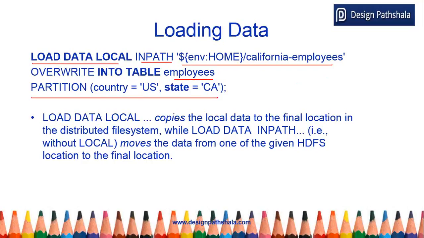So the data which is lying at this location will be overwritten into the table employees on the partition US, subpartition Canada. So the data which is lying at the Canada, not Canada, CA is California, I think. Inside the state California, all the data would be deleted, and the data at this location in the file system would be inserted into this partition. So load data local inpath overwrite.